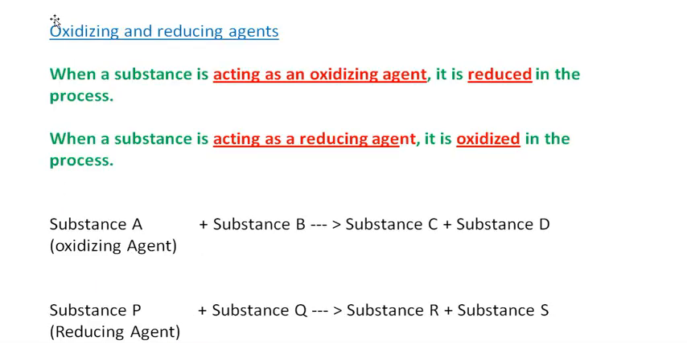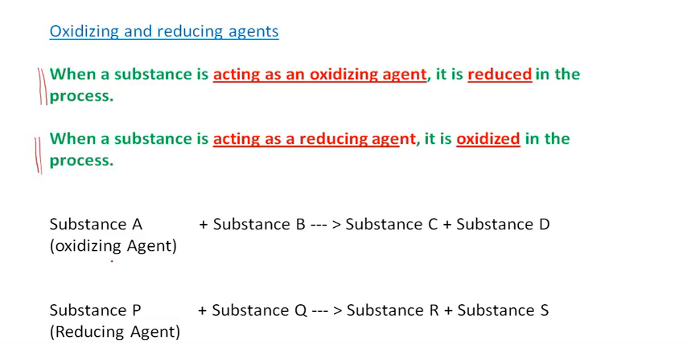Now, this is where students get confused as well. When we look at oxidizing and reducing agents, when a substance is acting as an oxidizing agent, it is reduced in the process. This is very important. Now, the trick with this is not to learn both definitions. You learn one and you can remember the other one. So when a substance is acting as an oxidizing agent, we need to know that it is reduced in the process. When a substance is acting as a reducing agent, it is oxidized in the process, right?